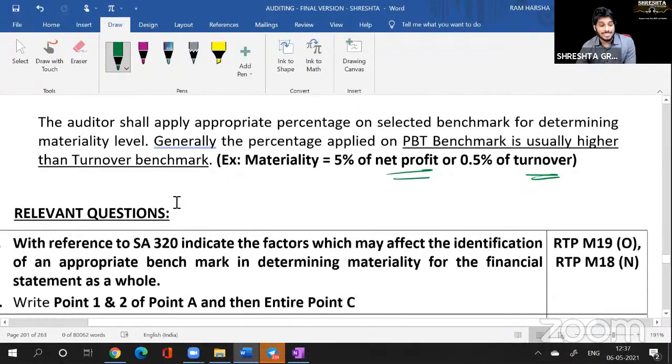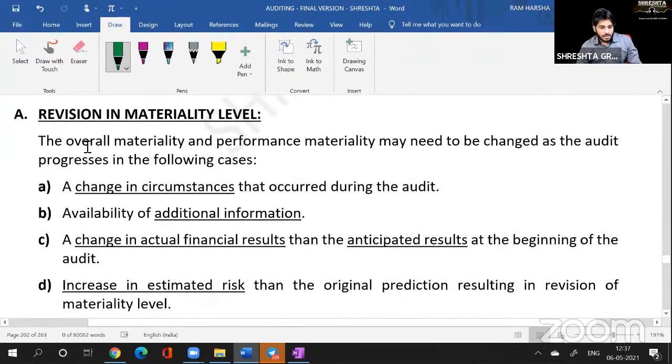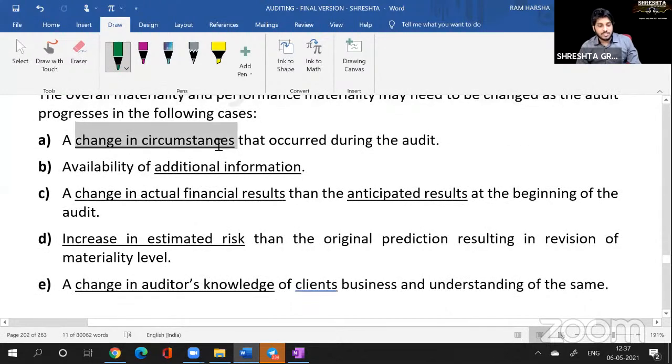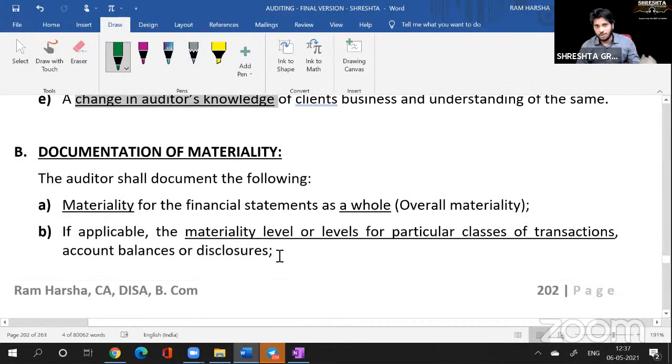Now we are discussing what is revision of materiality. I told you as we are progressing in audit, we may revise. When we think the risk is high, we reduce performance materiality at a lower level. When we think the risk is low, we increase the materiality. So the relationship between materiality and audit risk is inverse relationship. So the overall materiality and performance materiality may need to be changed because of circumstances, because of additional information, or because actual result and anticipated results are different, because of increase in risk, or a change in auditor's knowledge of client business.